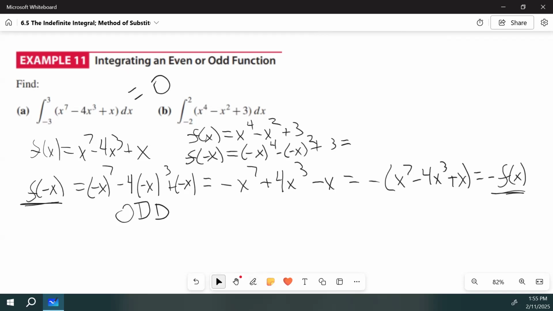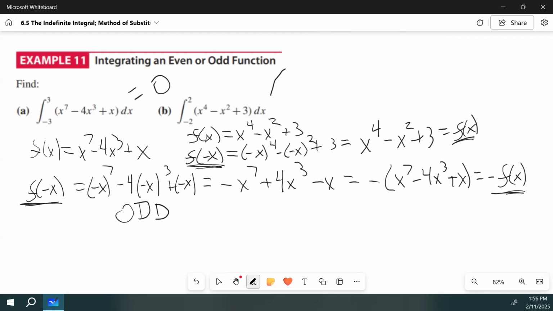Now, since you have a negative raised to an even power, it's going to simplify to a positive raised to that even power. So this is just going to be x to the 4th minus x squared plus 3, which is equal to f of x. So if you have f of the opposite of x equaling the original function, then it's going to be an even function. That basically says when you plug in the negative x, it's going to give you the same answer as the positive x, which is an even function.